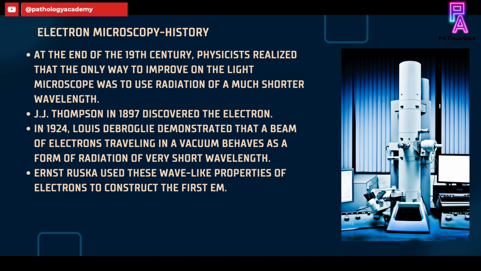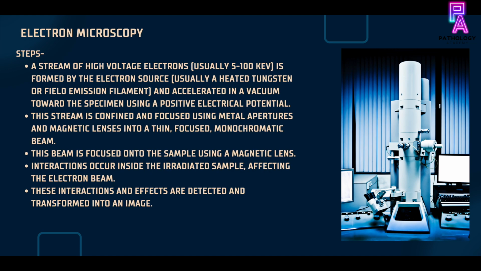At the end of the 19th century, physicists realized that the only way to improve on the light microscope was to use radiation of a much shorter wavelength. J.J. Thomson in 1897 discovered the electron. In 1924, Louis de Broglie demonstrated that a beam of electrons traveling in a vacuum behaves as a form of radiation of very short wavelength. Ernst Ruska and his colleagues used these wave-like properties of electrons to construct the first electron microscope, for which he received a Nobel Prize also.